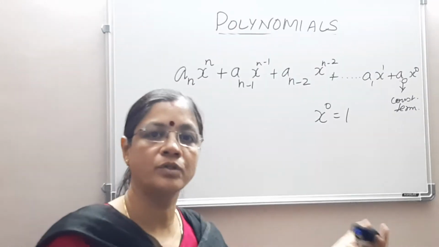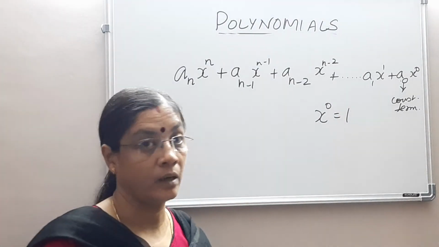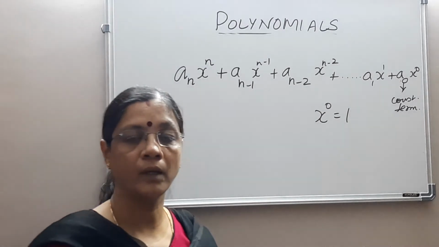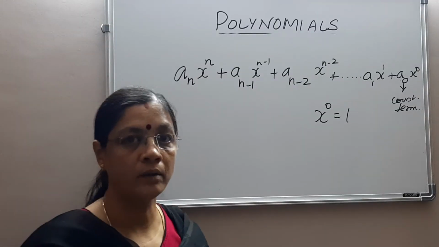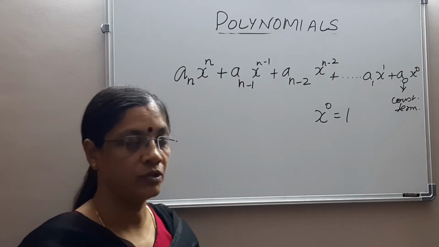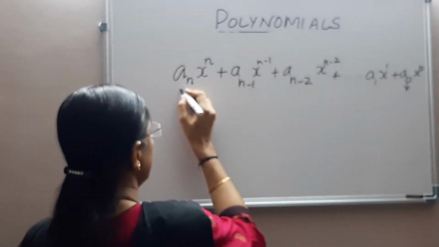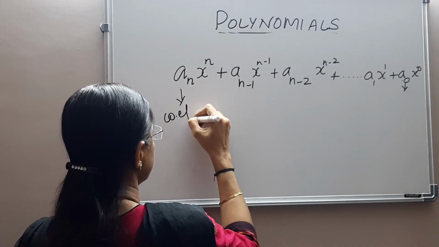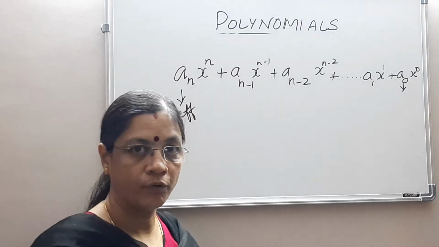It may have a constant term or not, but the general expression has a constant term at the end, because the power tends to 0 in the last term. X to the power 0, that is 1, so we have a constant term there. So this is a general expression of a polynomial. Now, actually, a is a real number. This is actually a coefficient, as I said. This accompanies the variable, so this is a numerical coefficient.